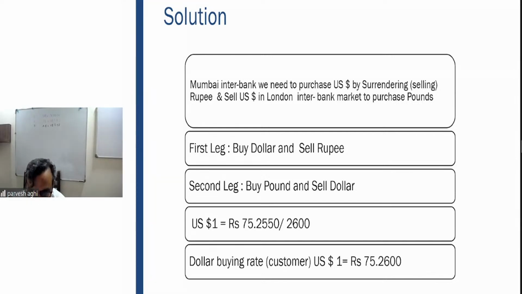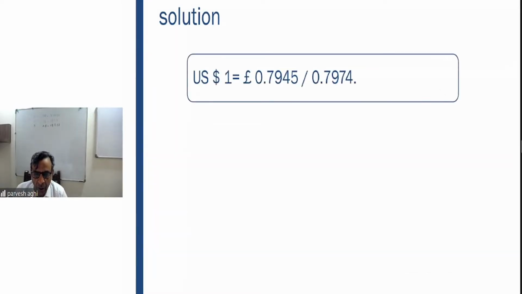Okay, so when I approach the dealer, he will give me $1 at 75.2600. 75.2550 is my dollar selling rate, so this is not applicable to me. It's the ask rate which is applicable. So I will be quoted a rate of 75.2600.